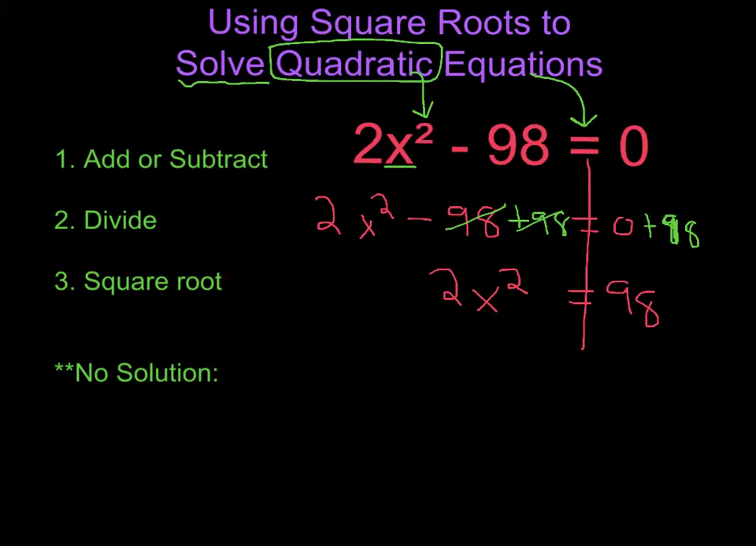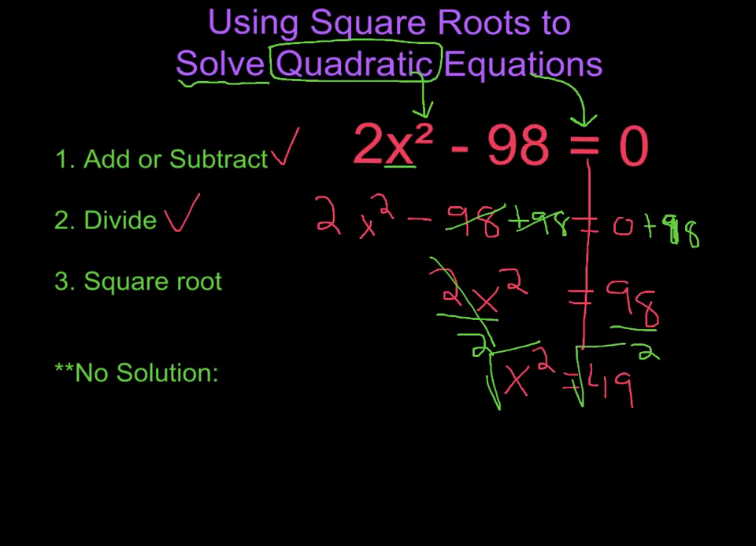So we did the first step where we added or subtracted. And the next step, now we have to divide, and we're going to divide both sides by 2. So that will give you that x squared equals 49. And then the last step, to get x by itself, we have to undo x squared. And the opposite of x squared is square root. So you're going to square root both sides. So x equals, the square root of 49 is 7.